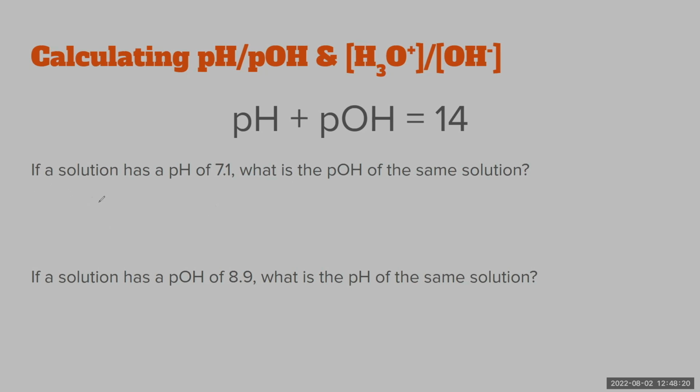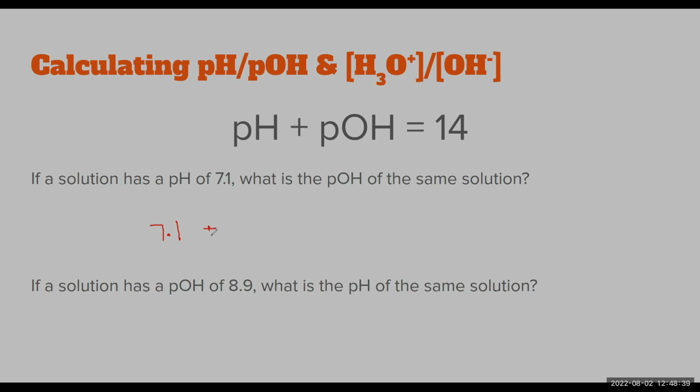So let's say a solution has a pH of 7.1. What is the pOH of the same solution? What we could do here is just plug it in and find out what we get for our answer. So pH is equal to 7.1 plus pOH, that will get us a total of 14. To isolate pOH, we could subtract 7.1 from both sides.